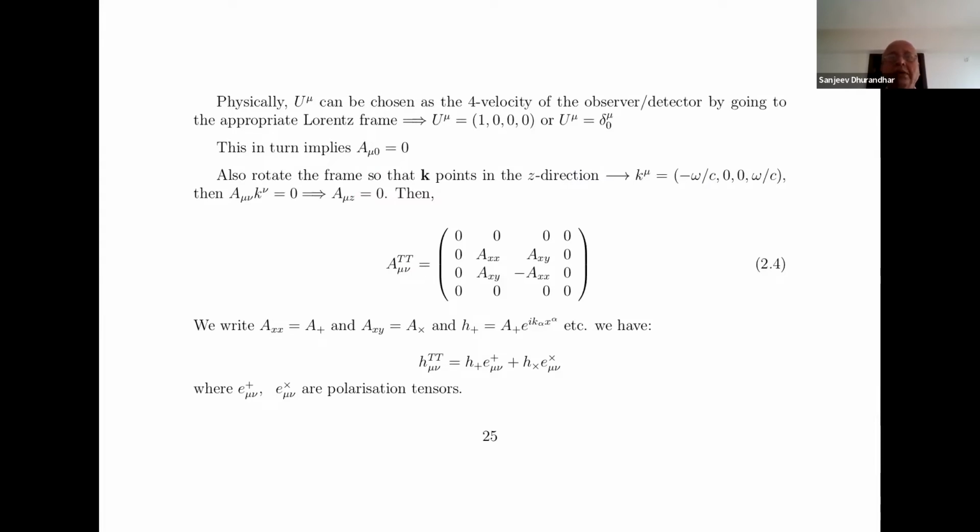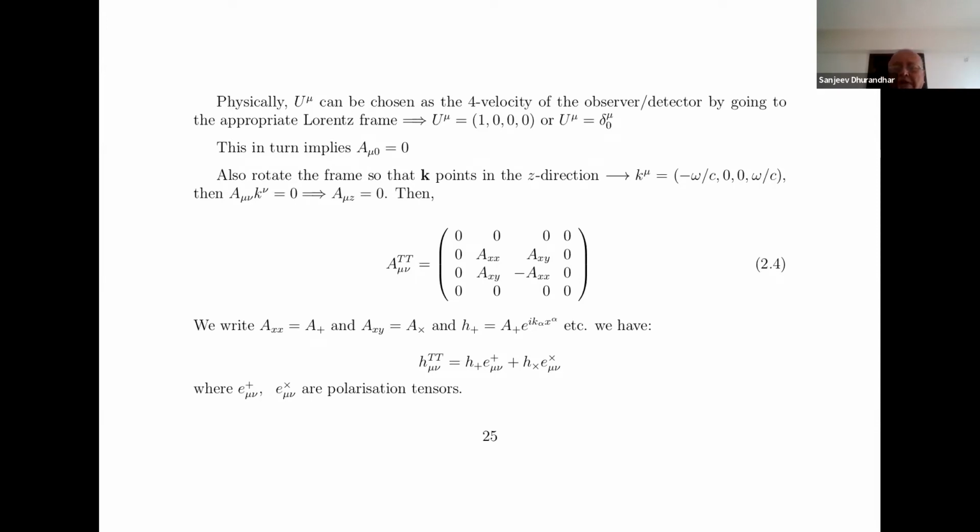So, physically, u mu can be chosen to be the 4-velocity of the observer or detector by going to the appropriate Lorentz frame. Okay, so u mu is just (1, 0, 0, 0). That is u mu, or u mu is just delta mu 0. So you can write it in short like that.